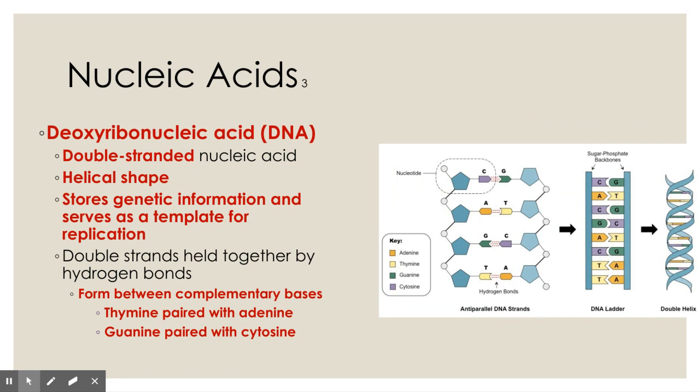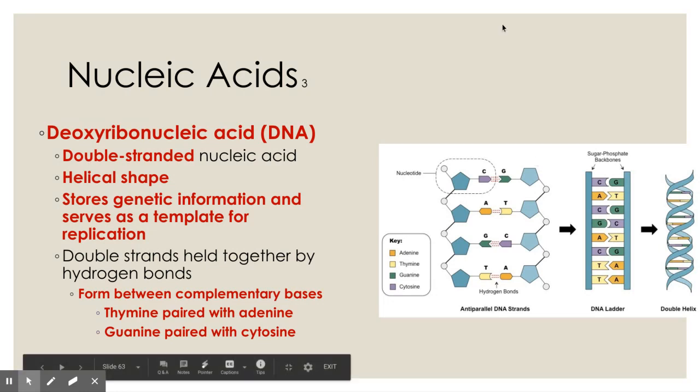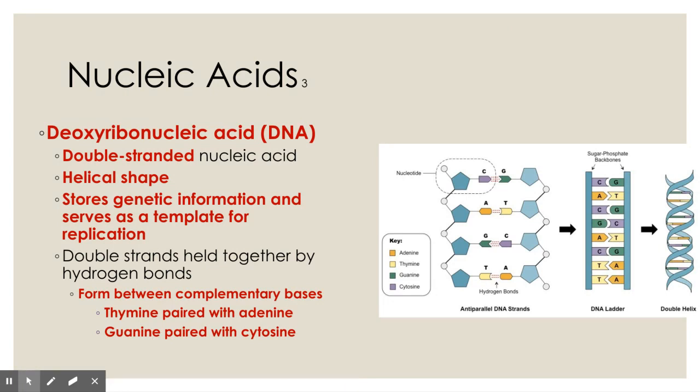Let's look at DNA first. DNA is double-stranded, so there are two strands. They run anti-parallel, which means if we're looking at this sugar like a little house, one is pointing upwards, the other side points downwards. Not super, super important right now for us, but it will come up later. It has a helical shape, which means it's sort of like this spiral staircase look to it. And it's how we store genetic information and serves as a template in order to replicate.